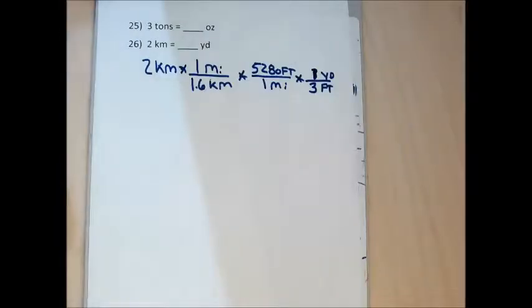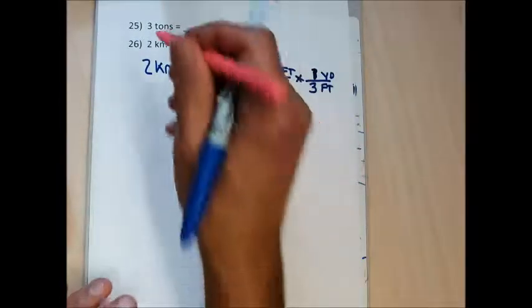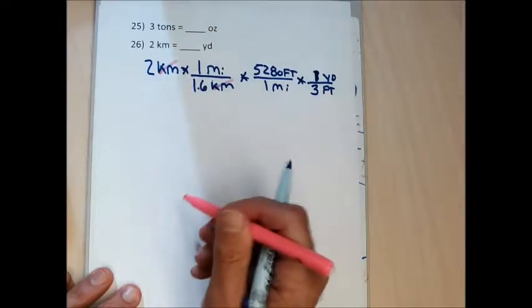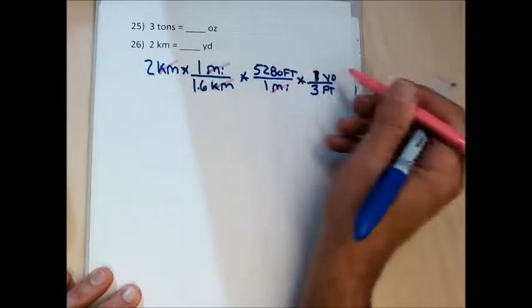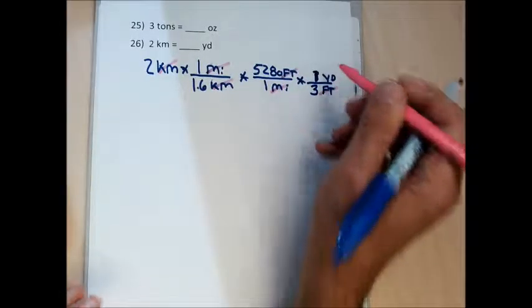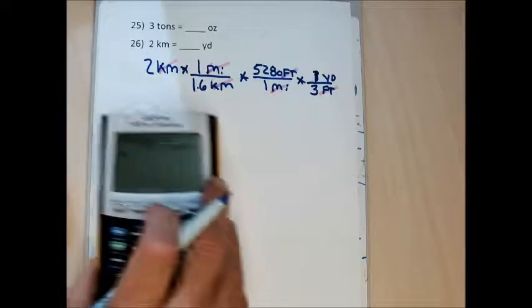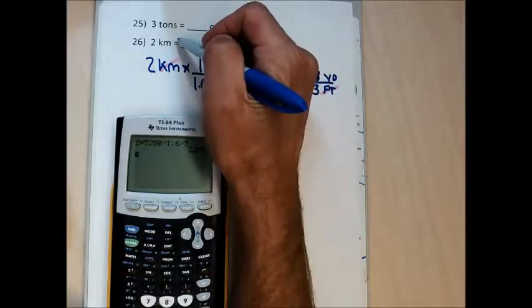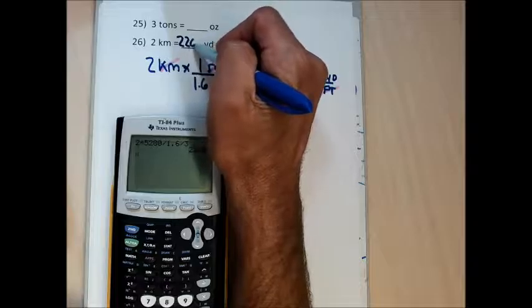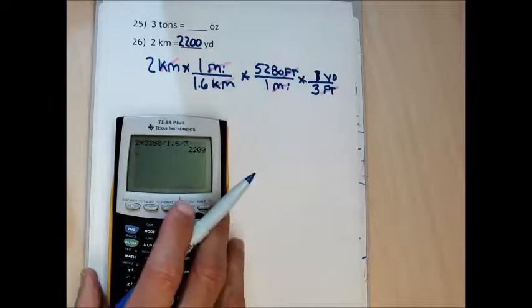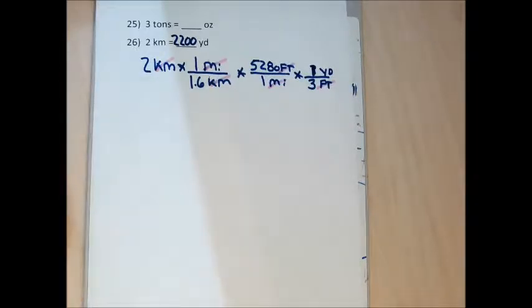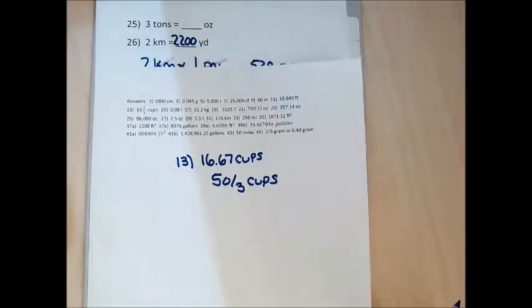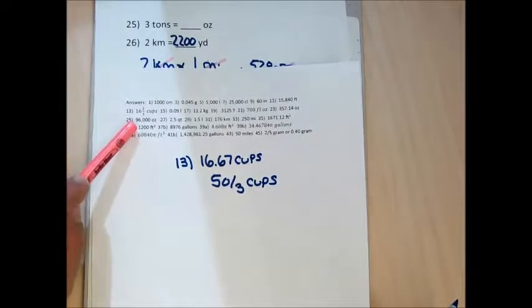Those 3 fractions consecutively: first fraction will get rid of kilometers, second fraction will get rid of the miles, third fraction will get rid of the feet. When I go to do this on my calculator, I would go 2 times 5280 divided by 1.6 divided by 3, and I'm going to get 2,200 yards for problem 26. If you use the 2 fractions to do problem 25, you should have gotten 96,000 ounces.